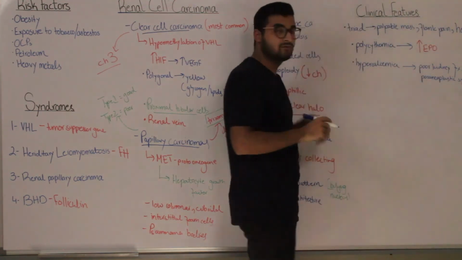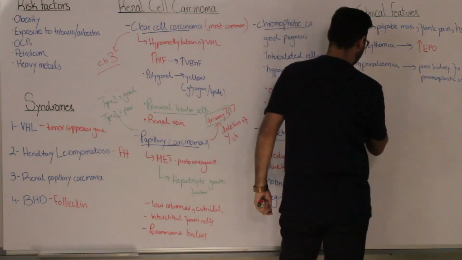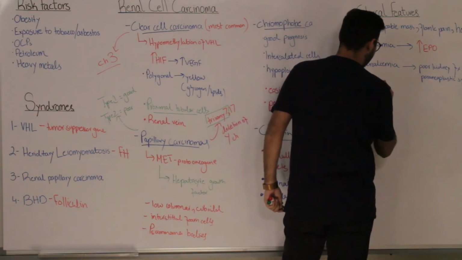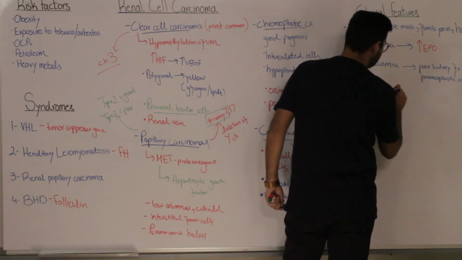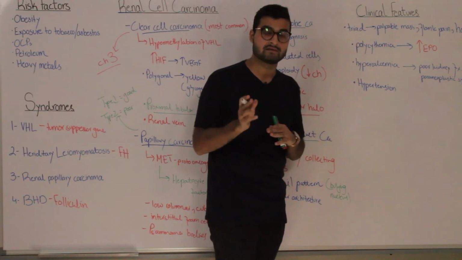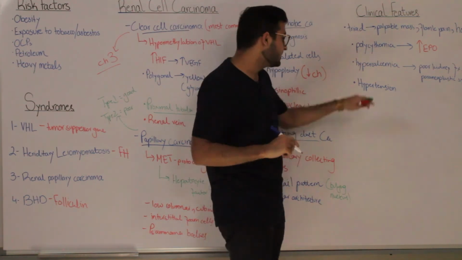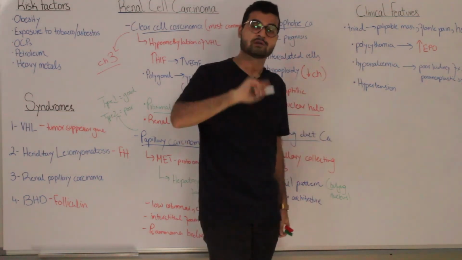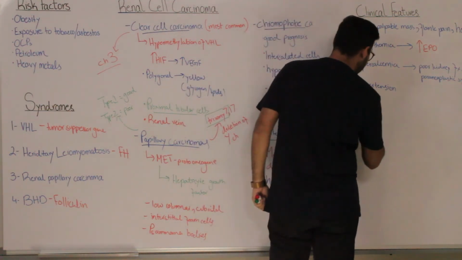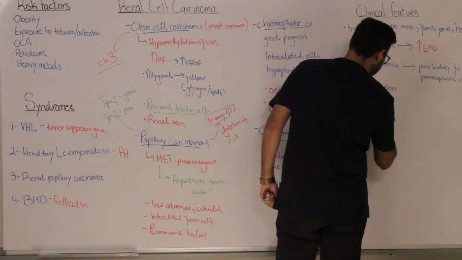Now, apart from hypercalcemia, what would you also have? You will have hypertension in these patients. Now this hypertension could either be because of your kidney not being able to regulate the blood pressure properly. Apart from that, the hypertension can also be because of Cushing's syndrome, because in patients of renal cell carcinoma you can end up having Cushing's syndrome as well.